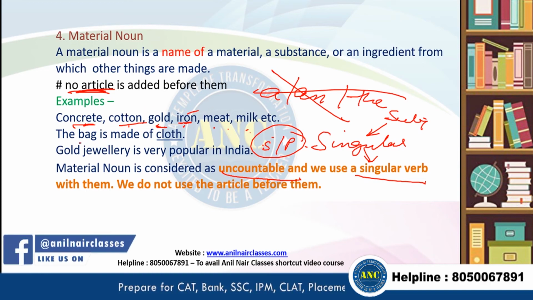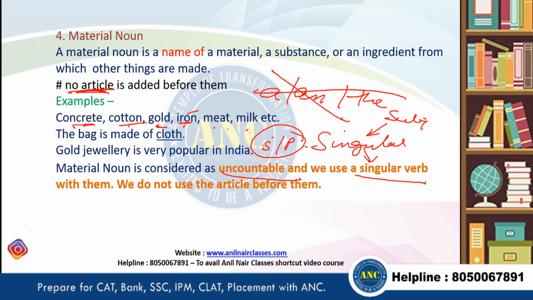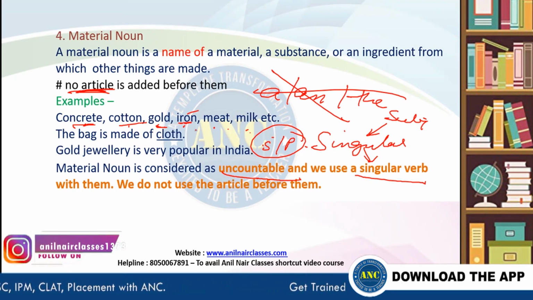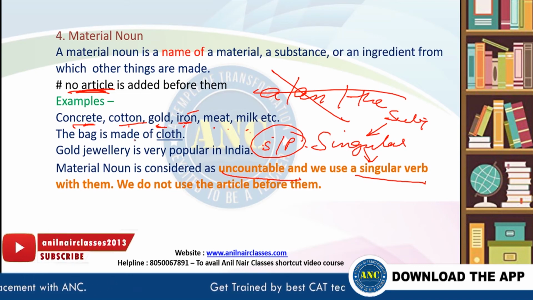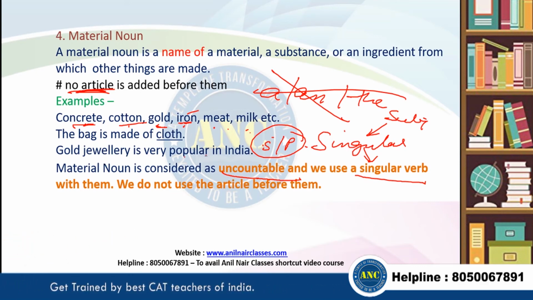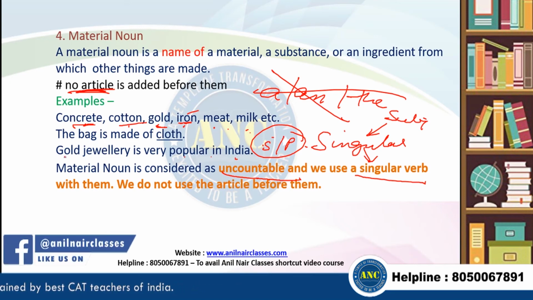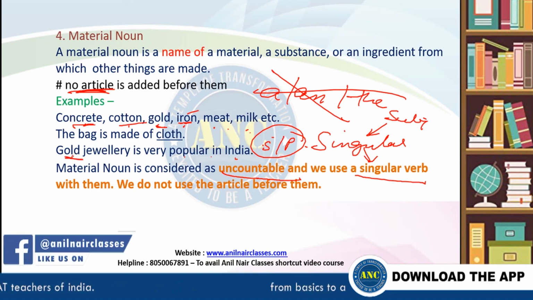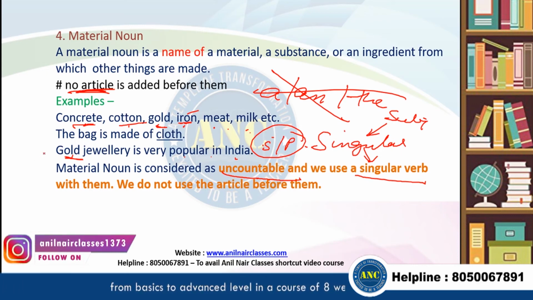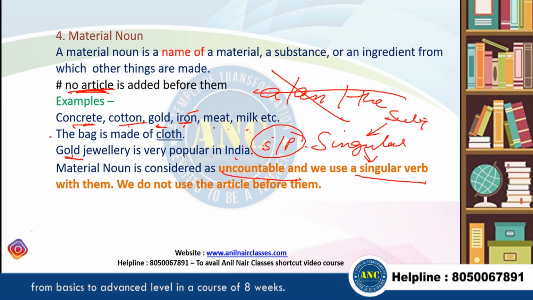Say, for example, the bag is made of cloth. Cloth is a material noun over here. It is present only in the singular form and there is no article before that. Gold jewelry is very popular in India. So here gold is a material noun. You observe it's singular and there is no article before that.